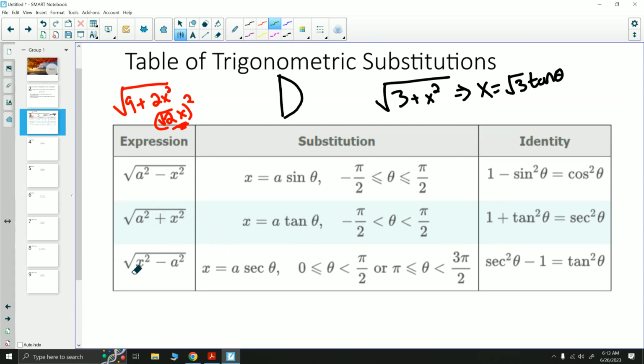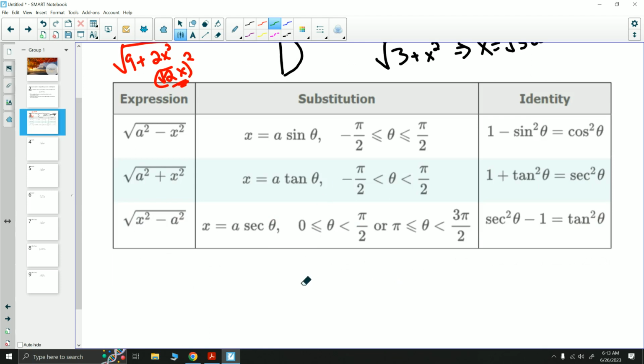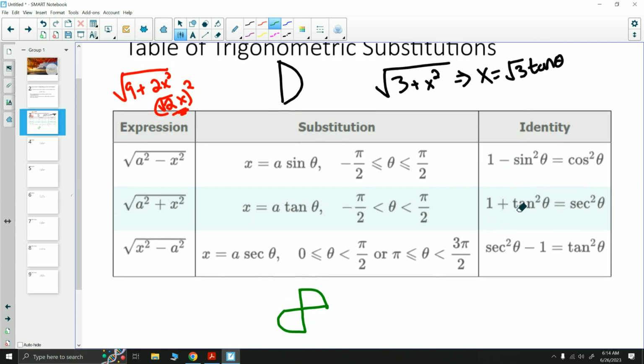Okay, so the last one we use is when we have x squared minus a constant squared. So instead of our first one, which was a constant squared minus x squared, we use x squared minus a constant squared, and this is going to be x equals a secant theta. Now, it is only true on quadrants 1 and 3, kind of here and here. Terrible circle, but you get the idea. These two quadrants. Again, don't have to worry about it. Essentially, we're going to use trig identities as well. A lot in here are Pythagorean identities. So that's what these identities here are mentioned.